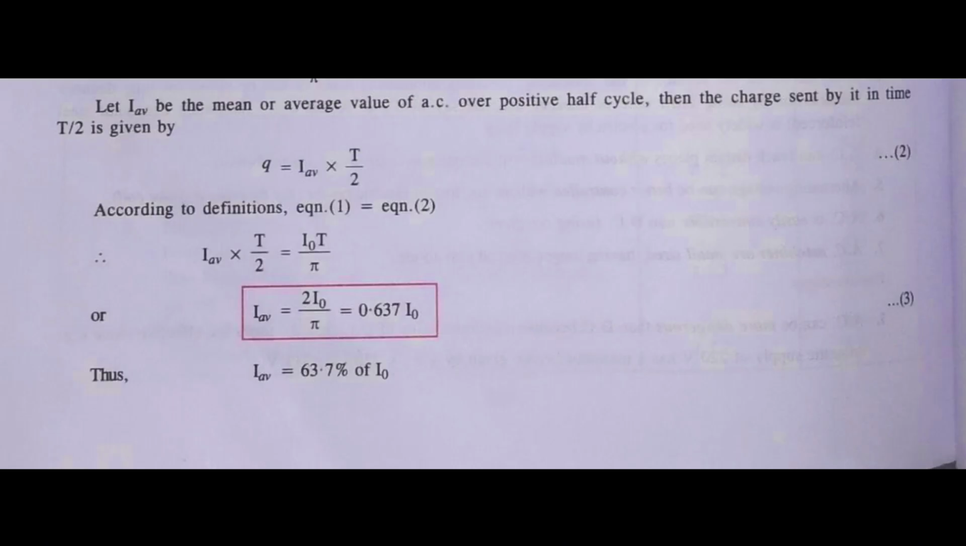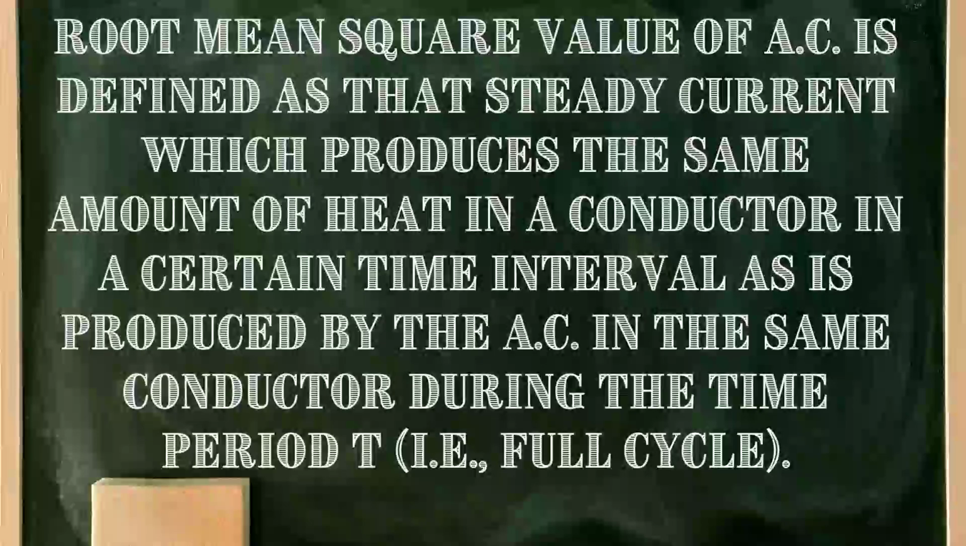Now let's give a symbol I AV to the mean or average value of the AC over the positive half cycle, that is from t is equal to 0 to T by 2. Then the charge for this time period is given by Q is equal to the current multiplied with the time period. In the previous slide, we got the equation for the charge, and again in this equation we have the formula of the charge in terms of the mean or the average value of the AC. So we compare both these equations.